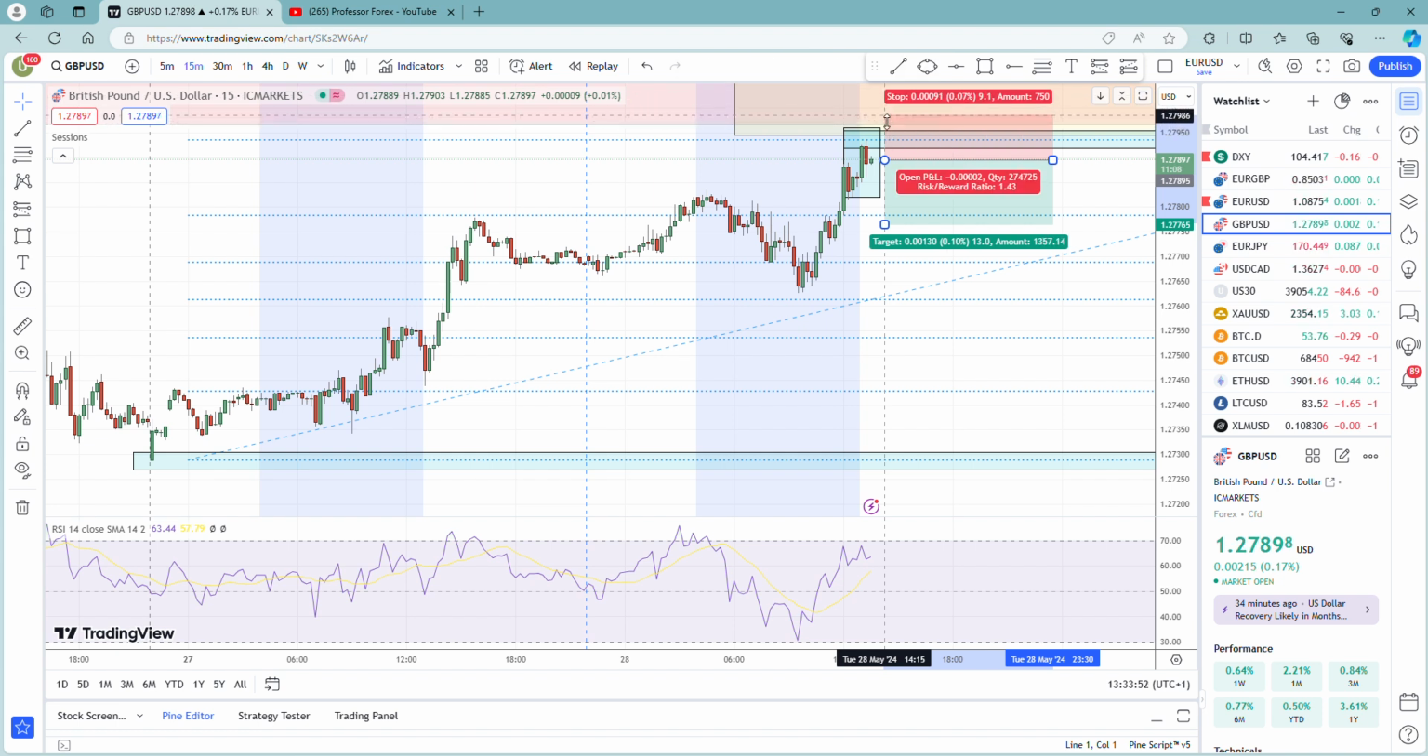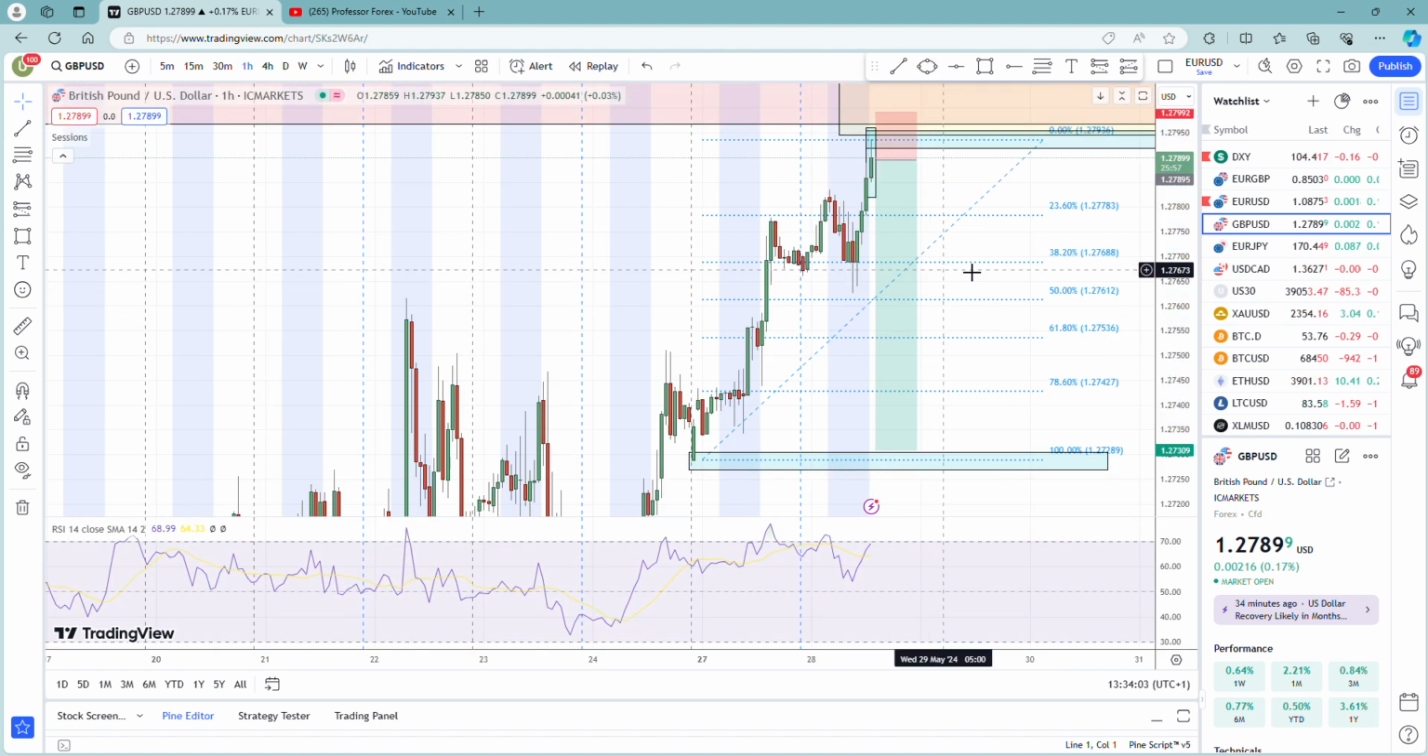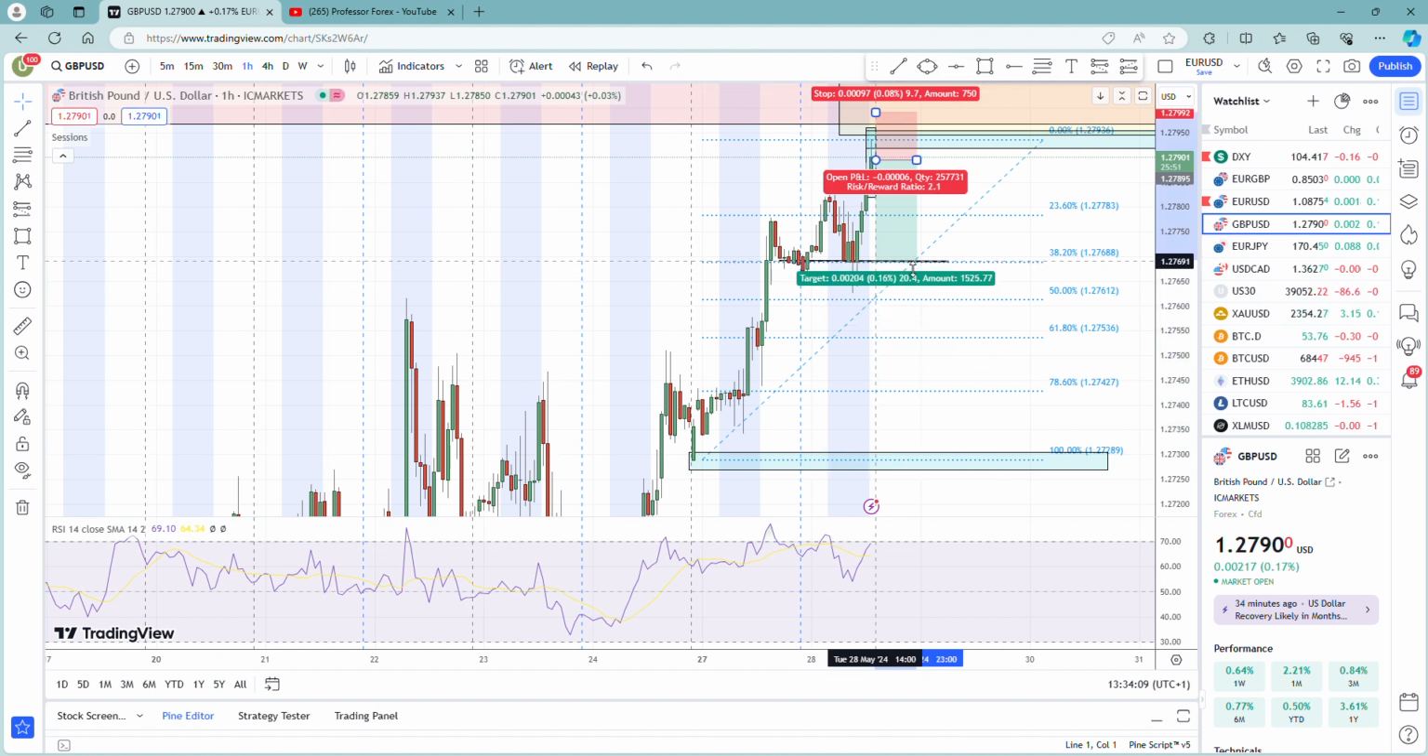you can put your stop loss above here. I usually have a stop loss about 10 pips, and then your TP would be here. That would be TP1, or I think 50% fib, and then that would be TP2. So let's see, that's 38%. So price would be expected to reverse here.